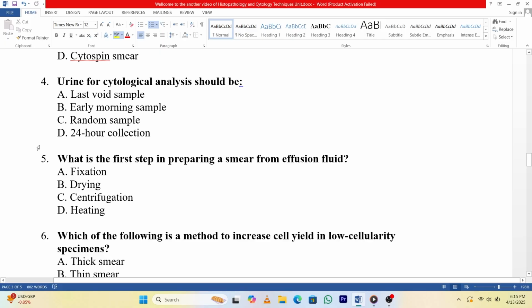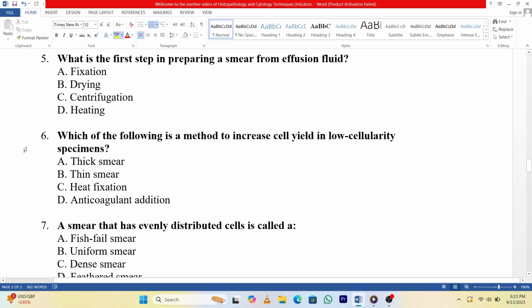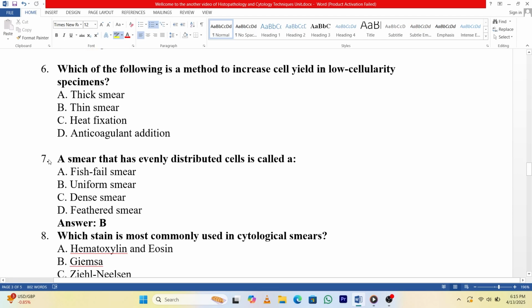Answer: B. 5. What is the first step in preparing a smear from effusion fluid? A. Fixation. B. Drying. C. Centrifugation. D. Heating. Answer: C. 6. Which of the following is a method to increase cell yield in low cellularity specimens? A. Thick smear. B. Thin smear. C. Heat fixation. D. Anticoagulant addition.